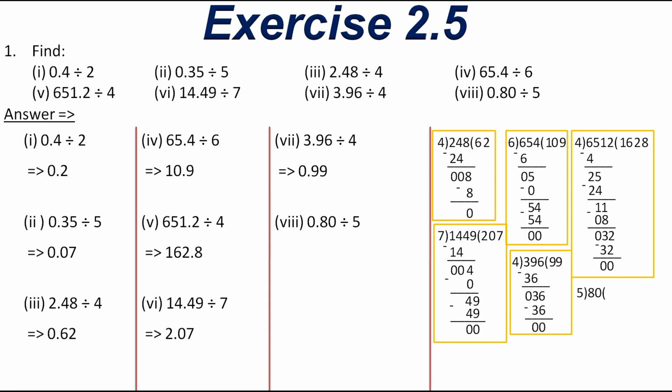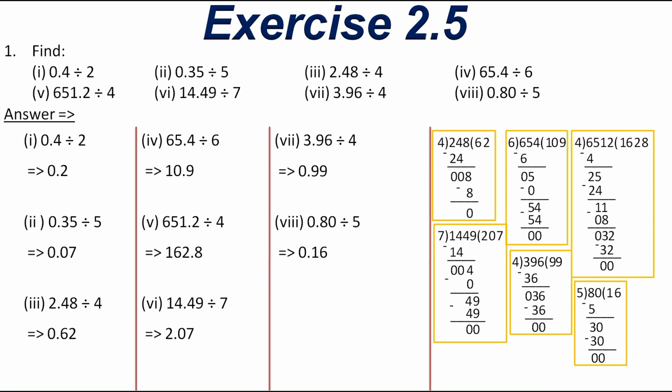So here 5 ones are 5. We got 8 minus 5 is 3. Now 0 came down. Now 5 6 are 30. So we got the answer as 16. Therefore, as the decimal point is present just before 2 digits in the question, the answer will also have the decimal point just before 2 digits.